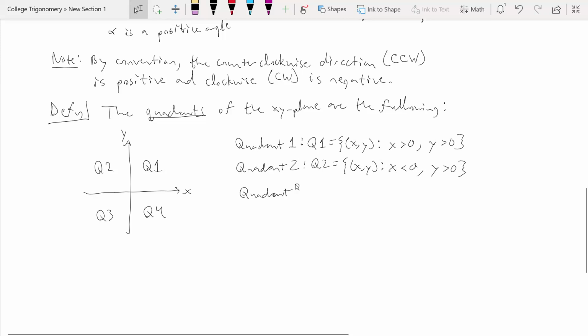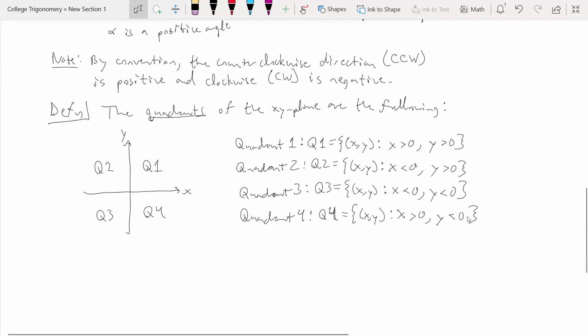You could probably fill the rest of these out, but I'll go ahead and do it anyway. Q3 is the set of all ordered pairs such that now x is negative and y is negative. And then quadrant 4, Q4, is the set of all ordered pairs such that, well, now we're to the right of the y-axis again. So x is positive, but y is still negative.